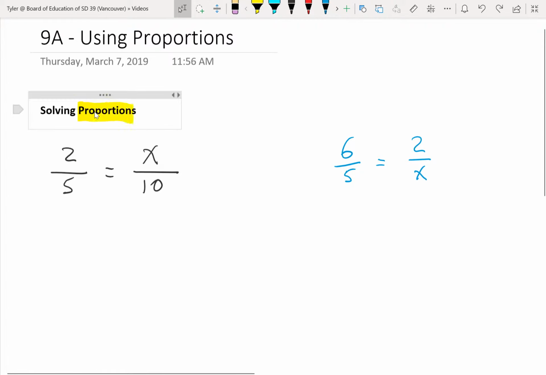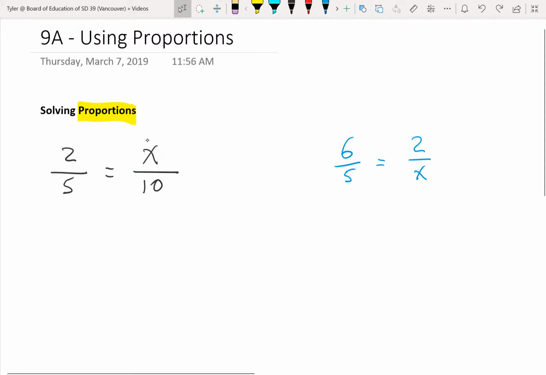So when I talk about proportions, it's always going to be a fraction equal to another fraction. There's also always going to be a variable, whether it's x, y, whatever letter, but that's what you're trying to figure out. Now what you hopefully notice is that this is basically exactly the same as what we did last unit. We have to figure out how to get x all by itself.